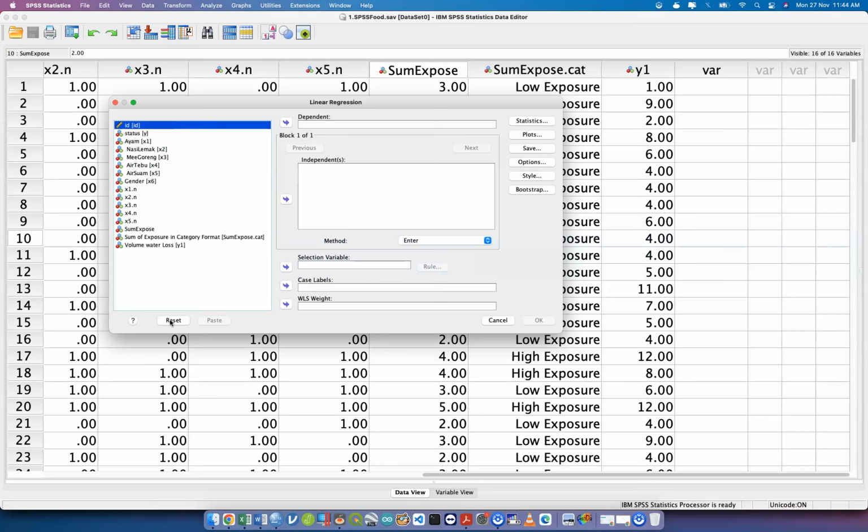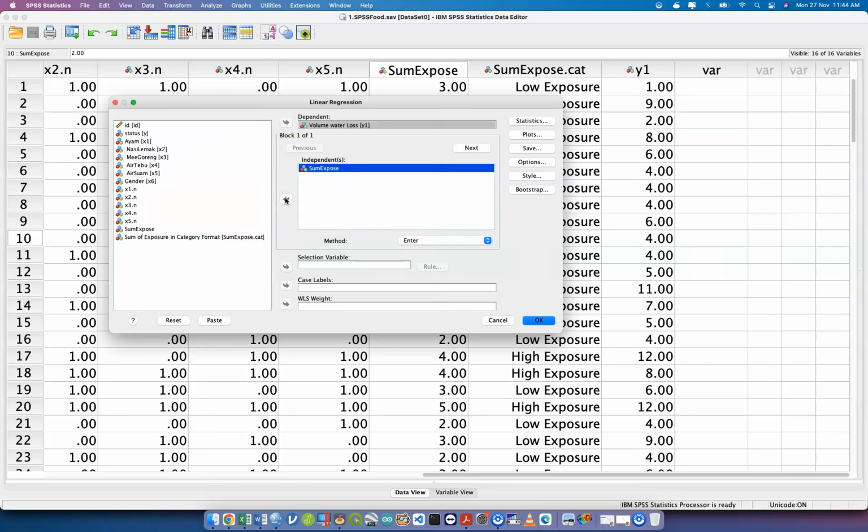Actually, we should run normality first. We should check heteroscedasticity earlier. Yeah, but I run with the assumption that this is okay. Alright, so the dependent, the Y1, will be our factor, and then we insert another one, which is the sum of exposed, inside the independent. Okay, just doing these two things, and then we can straight away produce the analysis.